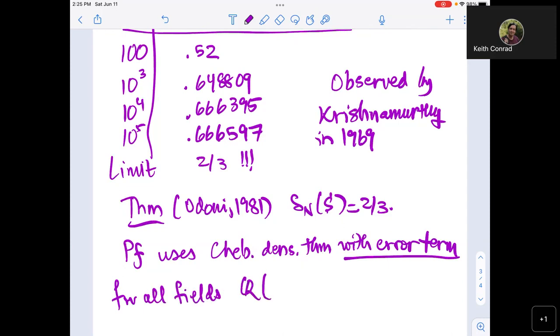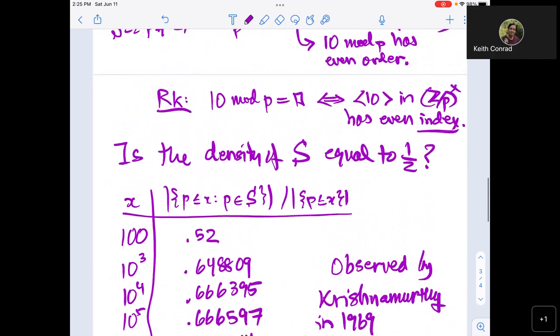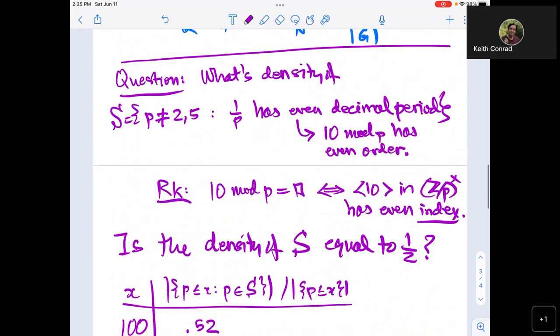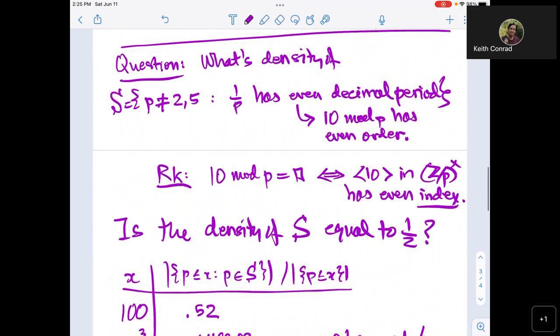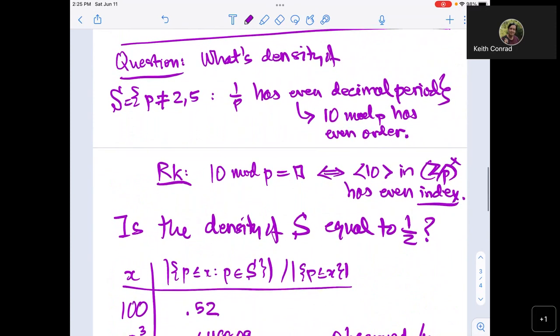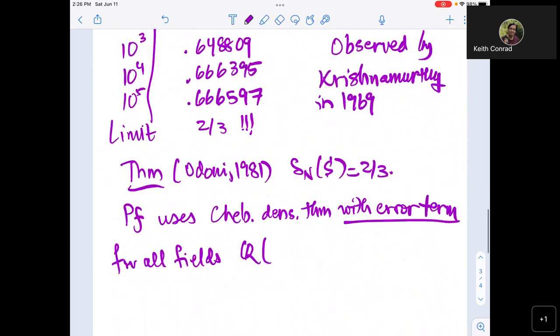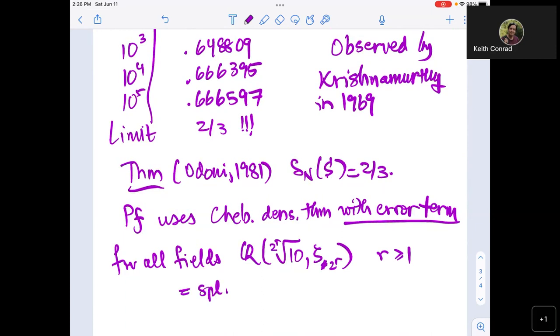Q adjoin. Remember, our original question was when does 10 mod P have even order, in math terms? Decimal period, in normal human terms. So you need to look at Chebotarev for, take all the 2-power roots of 10 and adjoin the 2-power roots of unity. So this is the splitting field. This is a Galois extension of Q. This is the splitting field of T to the 2 to the R minus 10 over Q.